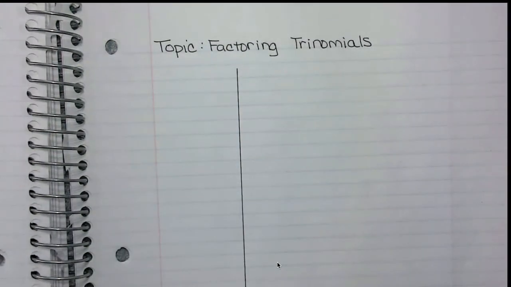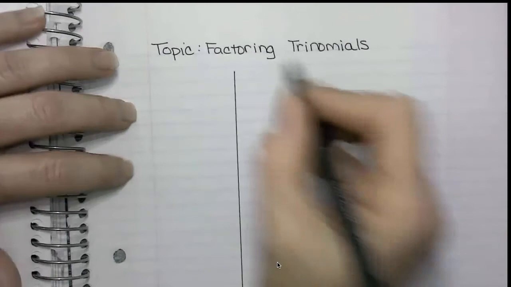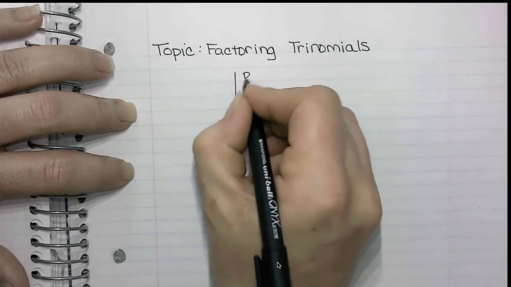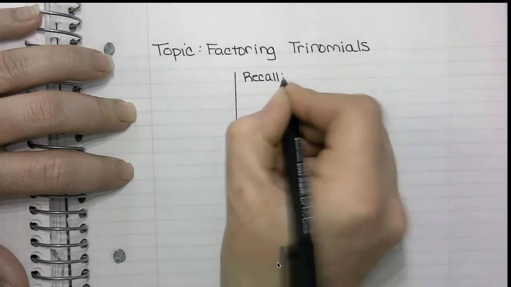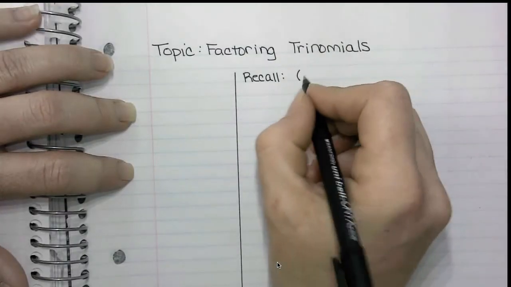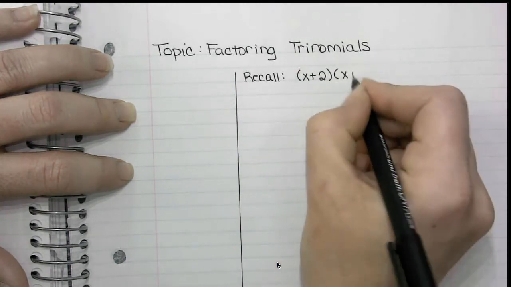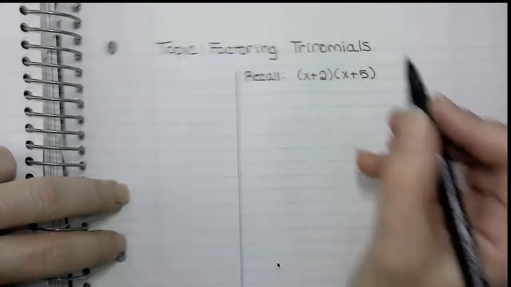Alright, so before we get started, let's recall what a trinomial is. In our last lesson we were multiplying binomials. So let's look at that. We had something like the quantity x plus 2 times the quantity x plus 5. And we used FOIL to multiply these.